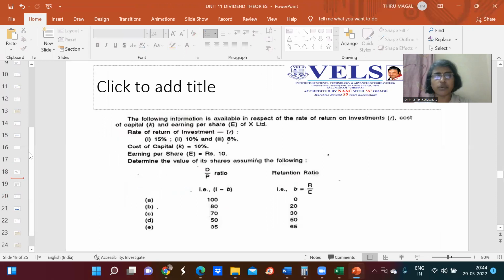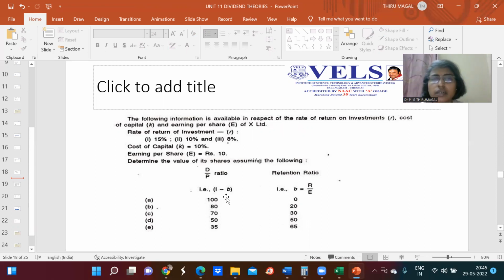This is again an example of Gordon's model formula, as well as the problems. Here, under different proportions it has been calculated. When you see here, the following information is available in respect of the rate of return on investment, cost of capital, and earnings per share of X Limited. So here, the rate of return on investment, R value, is given as 15, 10, and 8. Three different rates of return on investment, R values, are given, whereas cost of capital is the same, 10%. EPS 10. Determine the value of the share assuming the following dividend payout ratio as well as retention ratio.